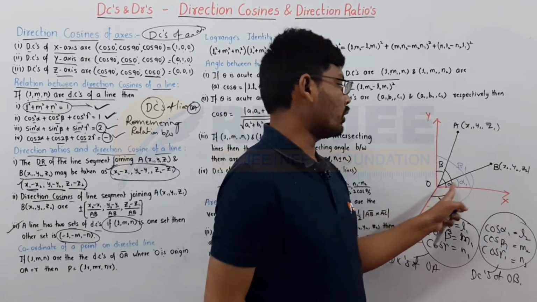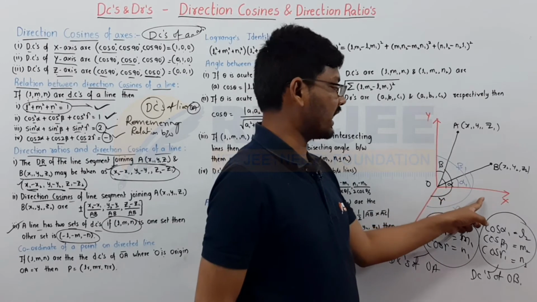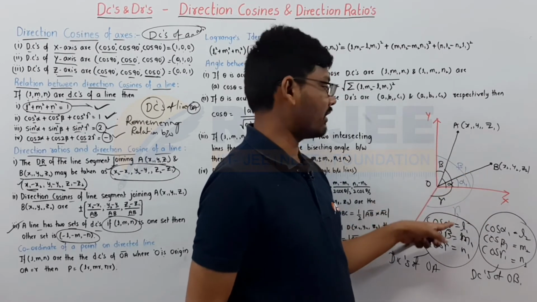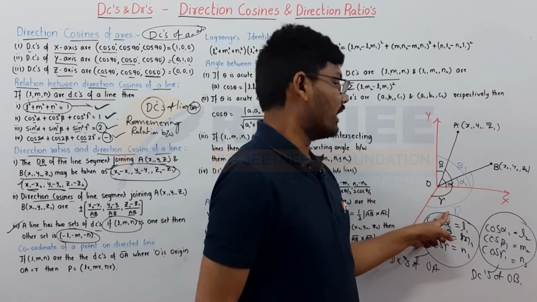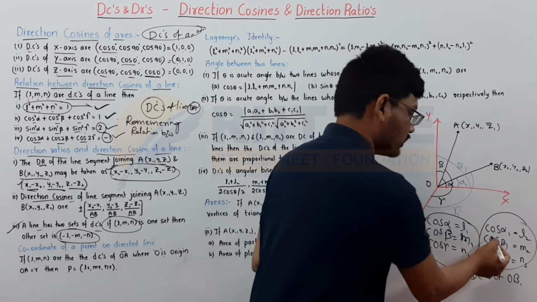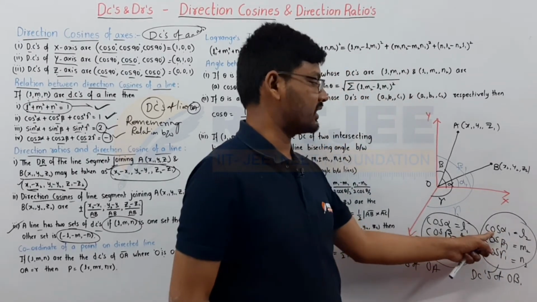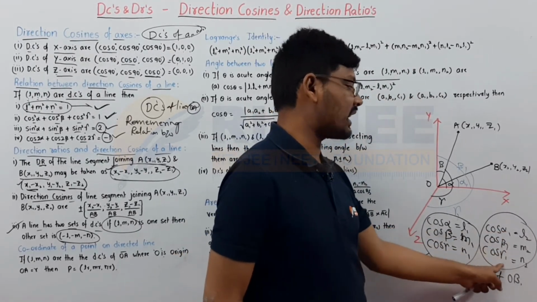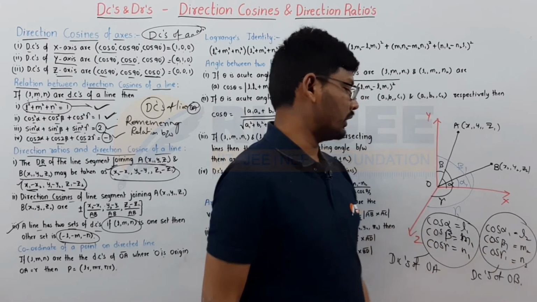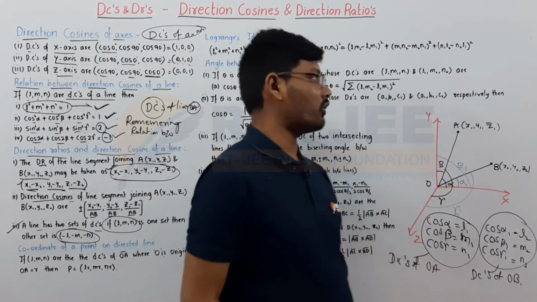Now the OB line makes an angle alpha 1 with the x axis, beta 1 with the y axis, and gamma 1 with the z axis. Then the direction cosines cos alpha 1, cos beta 1, cos gamma 1 are equal to L2, M2 and N2 here. These are the direction cosines of OB.